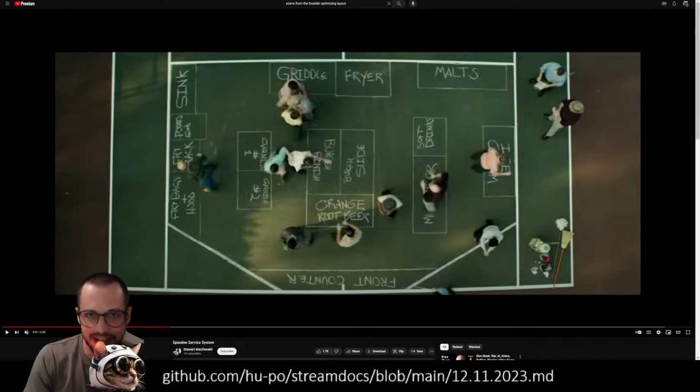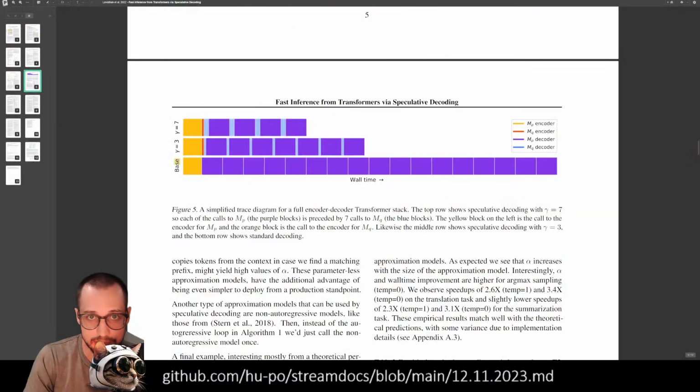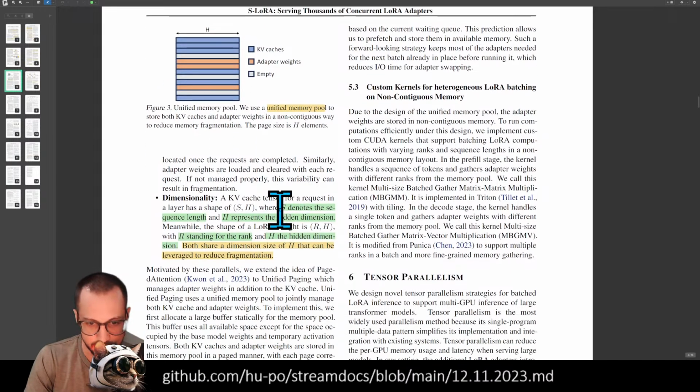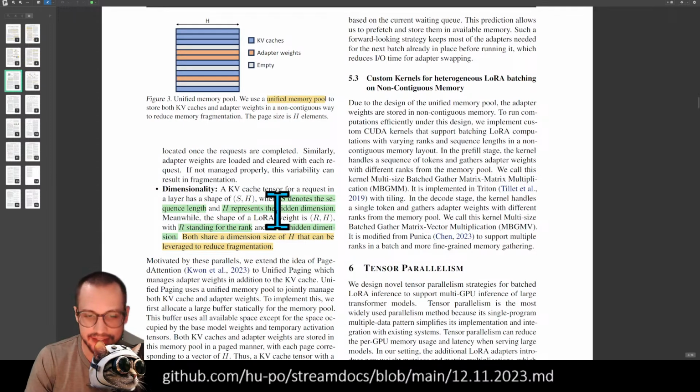That's basically the magic trick that makes all of this possible. Because both the KV cache and the LoRAs have this shared dimension of H, you can store them in a unified memory pool and store them in a non-contiguous way to reduce memory fragmentation. The page size is H elements, where H is that shared dimension. And there you go, guys. That's how all the magic happens.